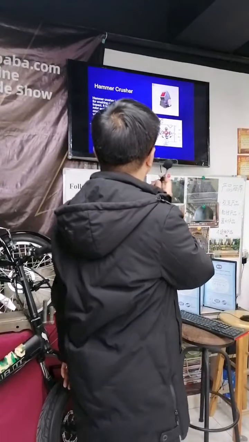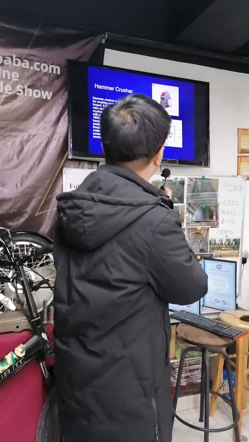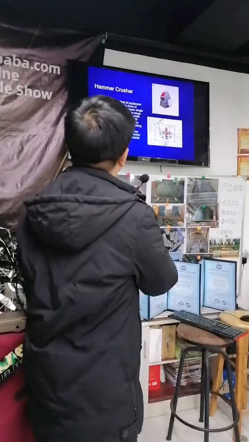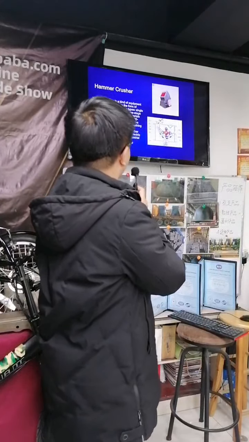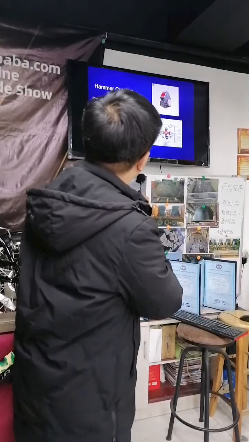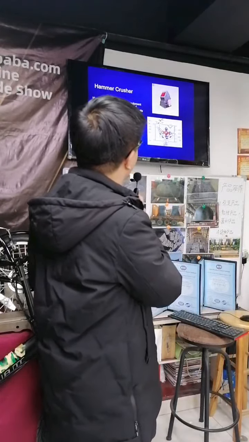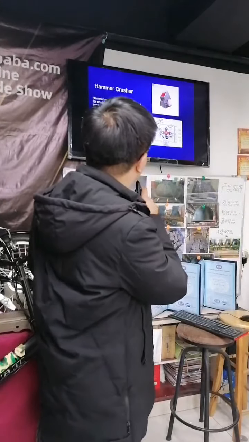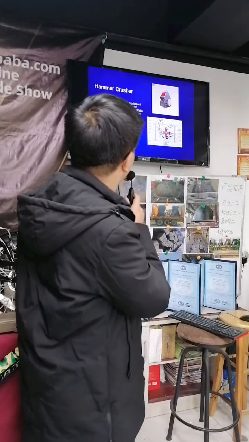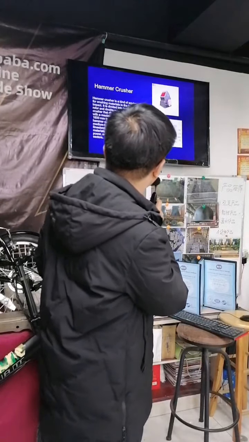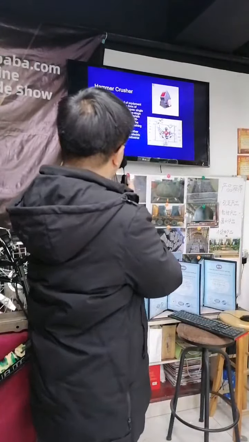Next one is hammer crusher. Hammer crusher is a kind of equipment for crushing materials in the form of impact. It is divided into two types: single rotor and double rotor. It is a one-stage crusher that directly crushes materials with a particle size of 600 to 1,800 to 25 or below 25. The hammer crusher is suitable for crushing medium hard materials such as limestone, slag, coal, and other materials in cement, chemical, electrical power, and other industrial sectors.